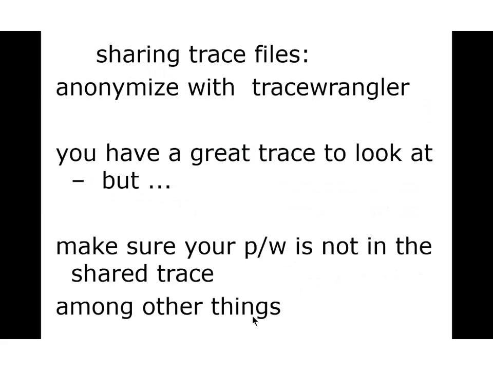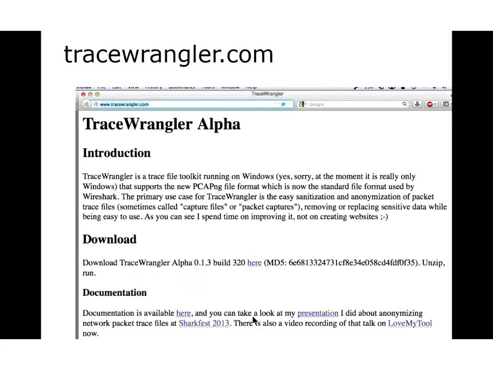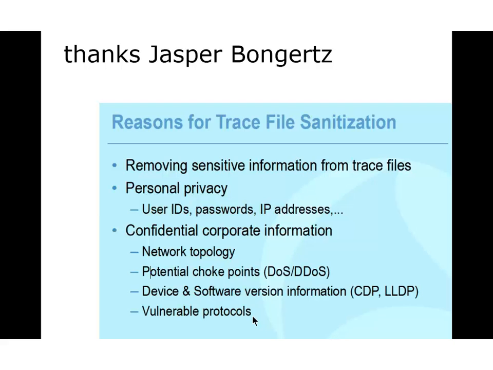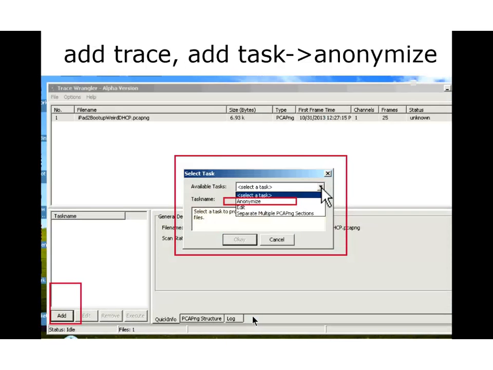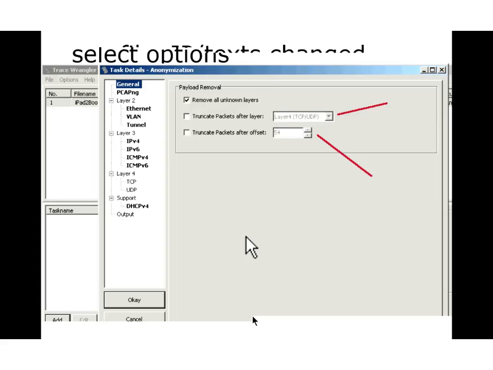But the last piece is you need to anonymize your traces and get your password out of there, or hide the IPs of your organization. So Trace Wrangler, which is free open source but runs just on Windows, thank you, Jasper, will anonymize your traces and, you know, change all the IP numbers, change all the MAC addresses, remove all kinds of information for you with just a couple of clicks.